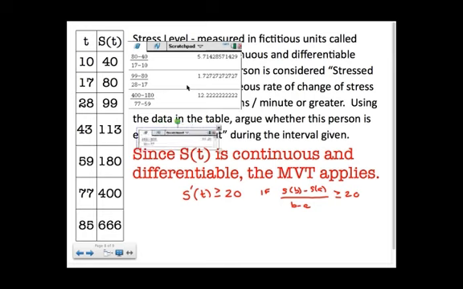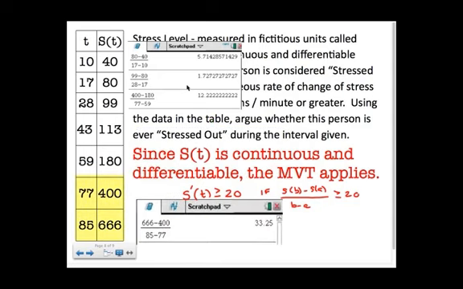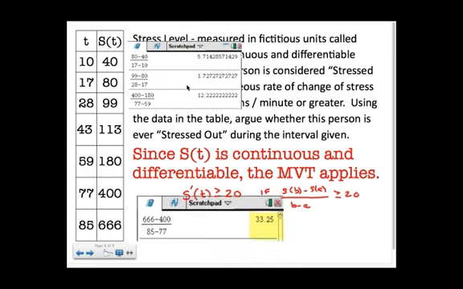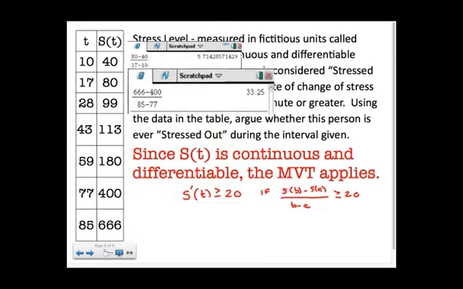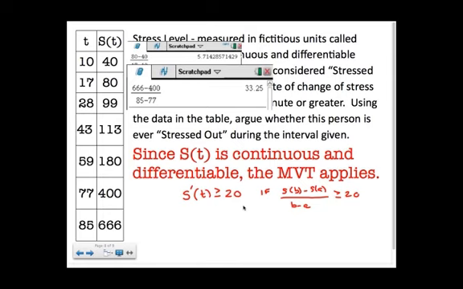Finally, on my fourth try, I found the last two ordered pairs, 85, 666, and 77, 400, to have an average rate of change of 33.25. That's bigger than 20. And so now I can use the mean value theorem to conclude that this person would be stressed out. And let's write up how this would be worded formally.